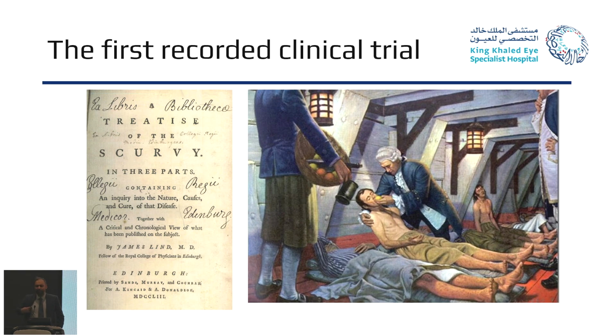Now, it's interesting that the first recorded clinical trial was done by James Lind, who was a Scottish sailor. And what he noticed was sailors developed a condition known as scurvy due to lack of vitamin C. And he had an idea that this was due to lack of vitamin C. So what he did was he assigned some of the sailors to have a diet which was rich in citrus fruits, and another group of sailors who had a normal diet. And what he found was that the sailors who had a diet rich in citrus fruits didn't develop scurvy, and he published his findings. So this is the first documented clinical trial.